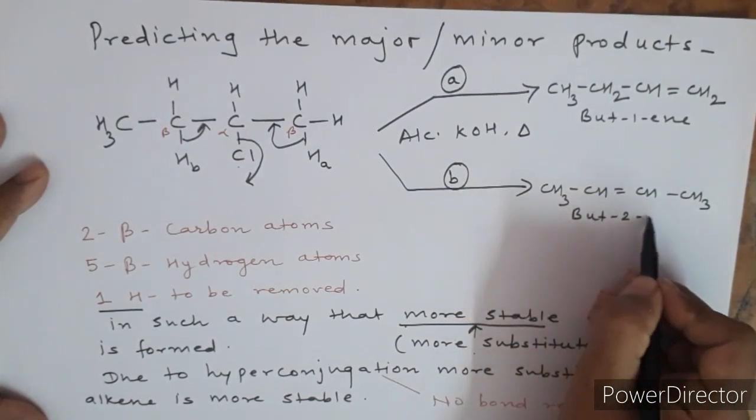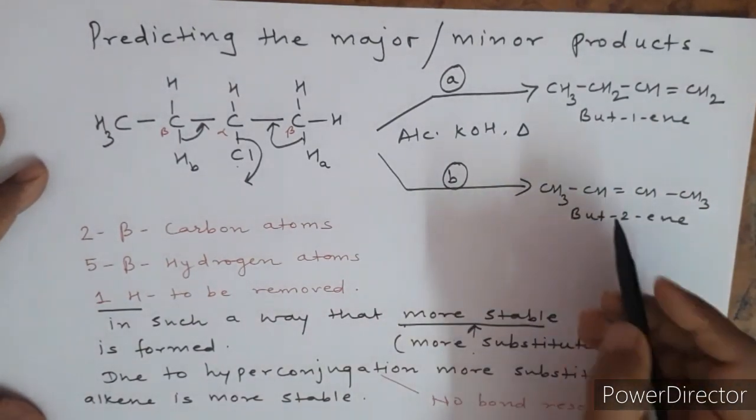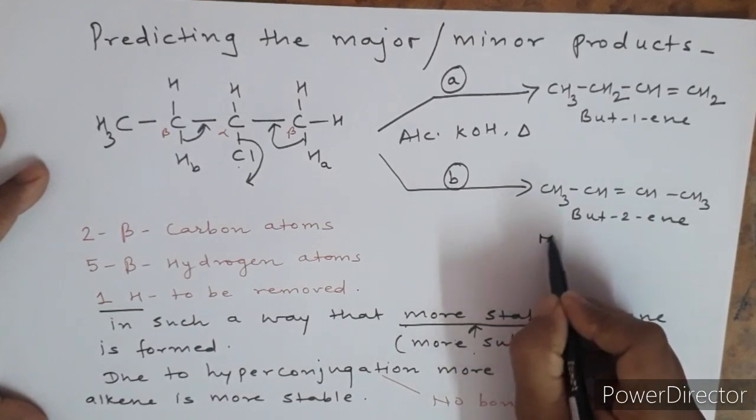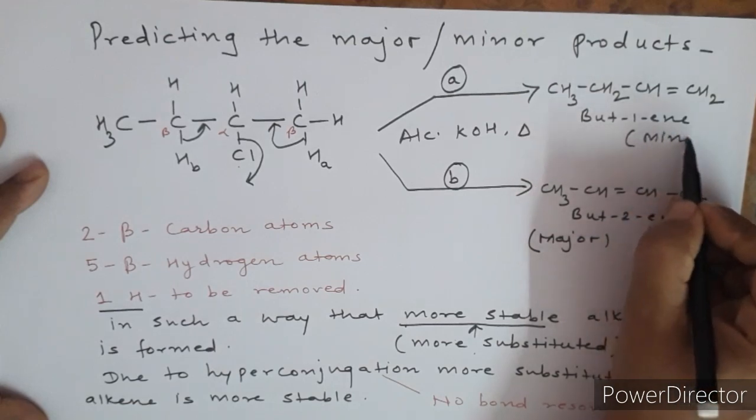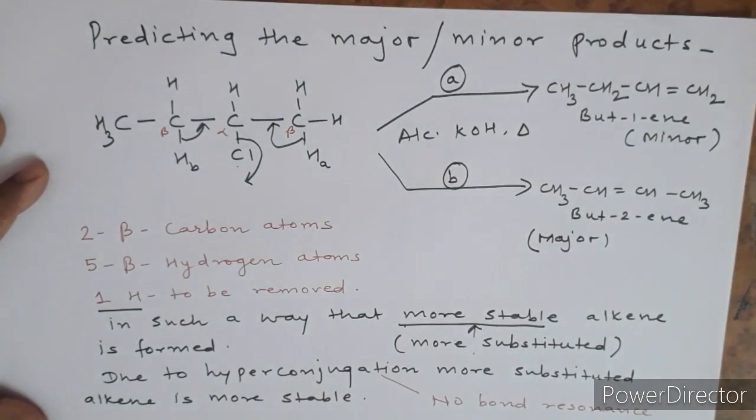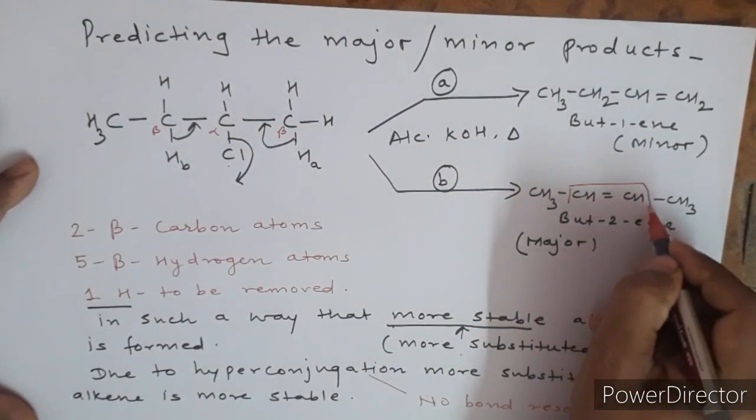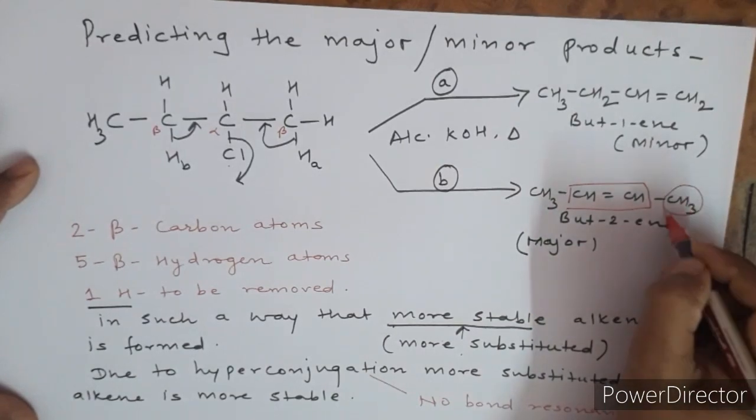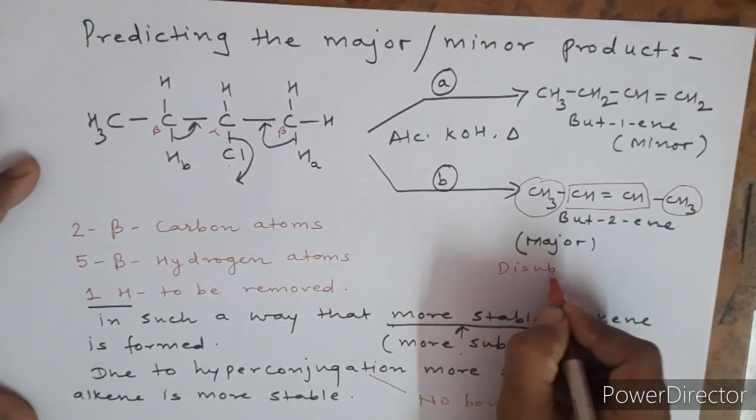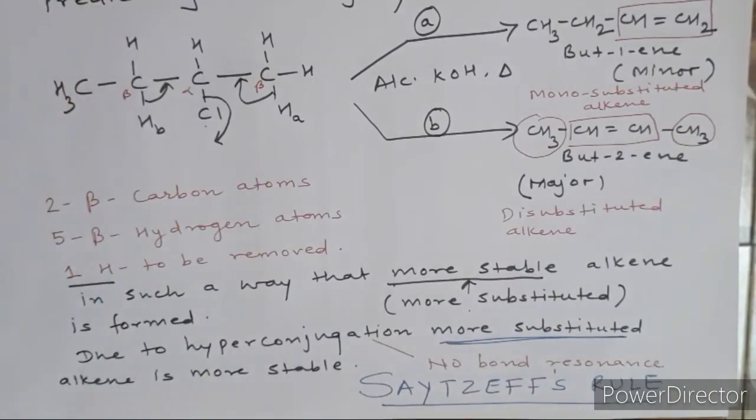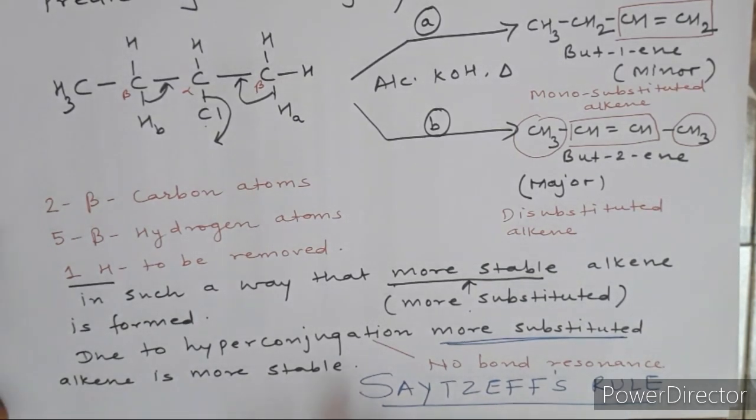So this is your but-2-ene. Let's talk about how many substituents are attached here. This is my major product, that's my minor product, because but-2-ene is a more substituted alkene. If you see the C double bond C, we'll circle it and see how many carbons are attached to it. 1 carbon and 1 carbon. So this will be a di-substituted alkene because the double bonded carbons are attached to 2 carbons. And the top alkene is a mono-substituted alkene.